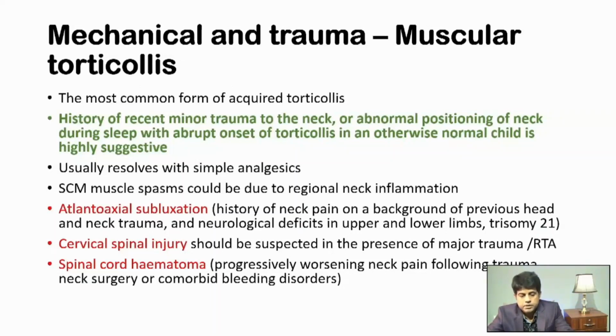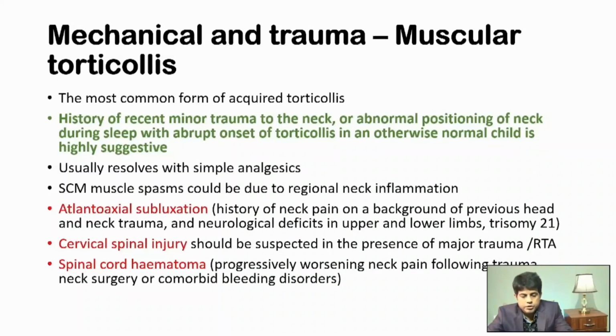And sometimes when you sleep to one side, the sternocleidomastoid muscle can go into spasm and can result in minor degrees of regional neck inflammation. And therefore the torticollis can last for a few hours to few days. And other serious causes of secondary muscular torticollis include atlantoaxial subluxation. Now, atlantoaxial subluxation is seen more commonly in children with trisomy 21 and rarely in all other children as well.